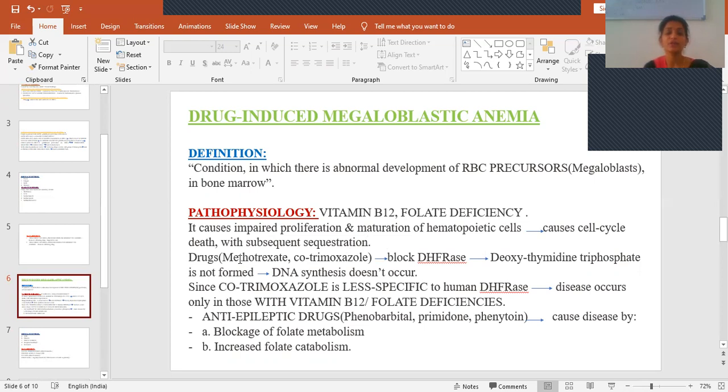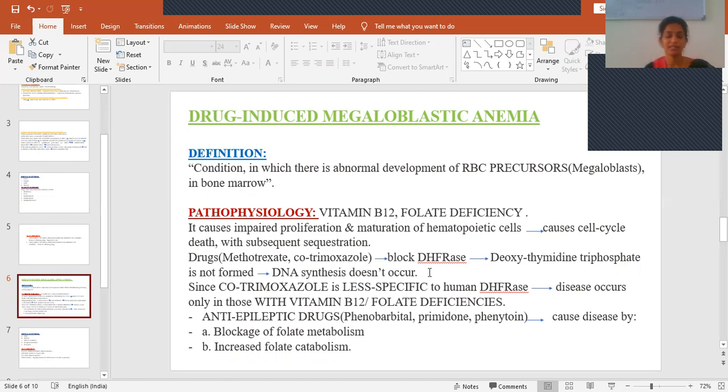The drugs that cause drug-induced megaloblastic anemia include methotrexate and cotrimoxazole. So how do they show their mechanism? They will block the DHFRase enzyme, so the conversion into deoxythymidine triphosphate does not happen, it is not formed. Because of that, DNA synthesis also does not take place.